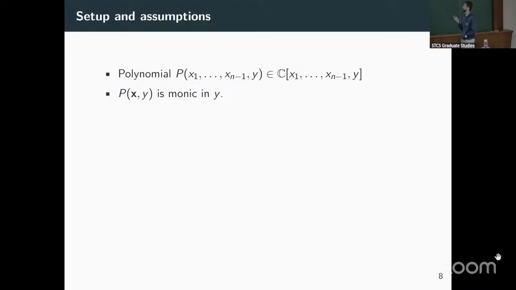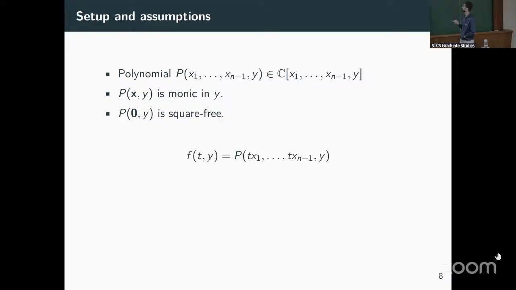I'll assume some things. I'll assume that this polynomial is monic in y. That means if I look at the highest degree in y, its coefficient is 1. And I'll also assume that if I substitute all the x values with 0, p of 0 comma y is square free. As in, this univariate polynomial p of 0 comma y factors into linear factors and there are no repeated factors. These are easy to handle, and a general case of factorization can be reduced to this, so I don't want to spend time on that.